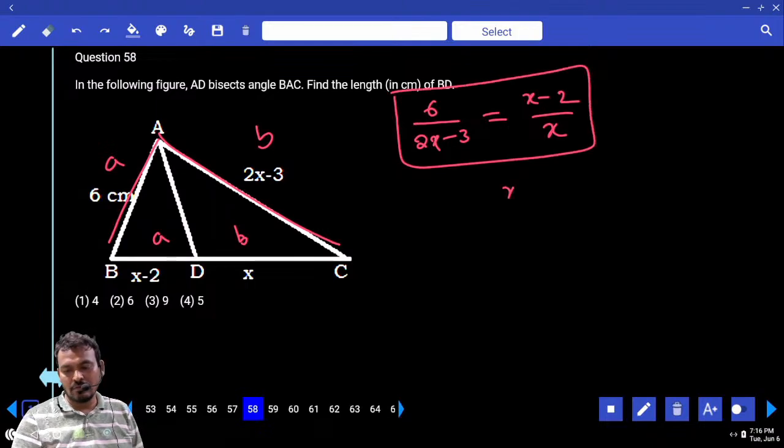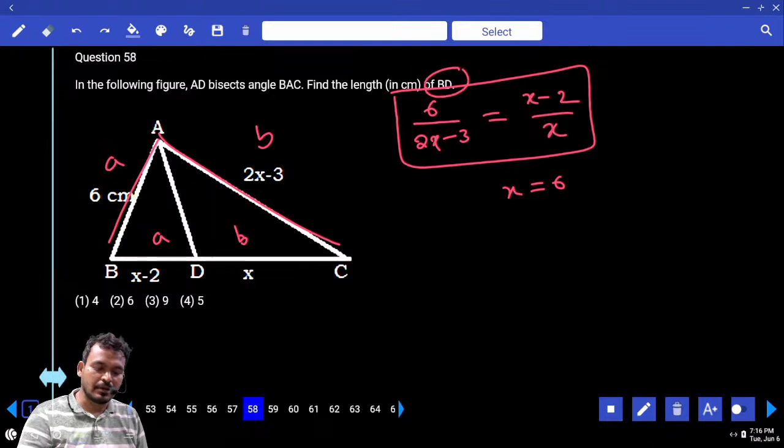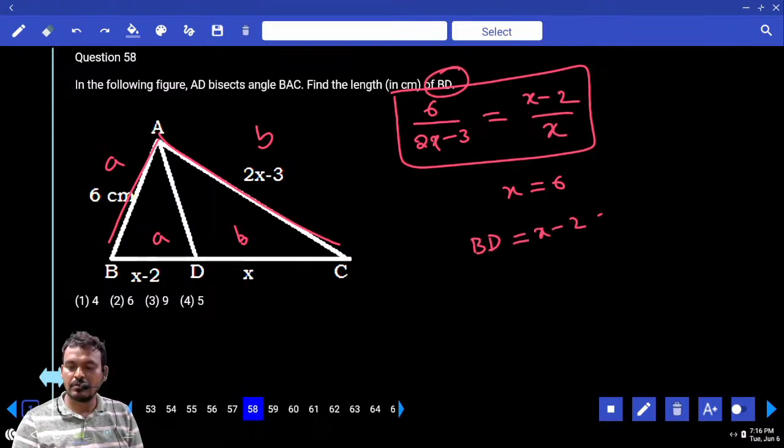Take the x value 6. X equals how much? 6. Numerator by denominator, denominator by numerator. X equals 6. If x value is 6, what is the question here? BD. What is the BD value? X minus 2. What is the answer? 4.